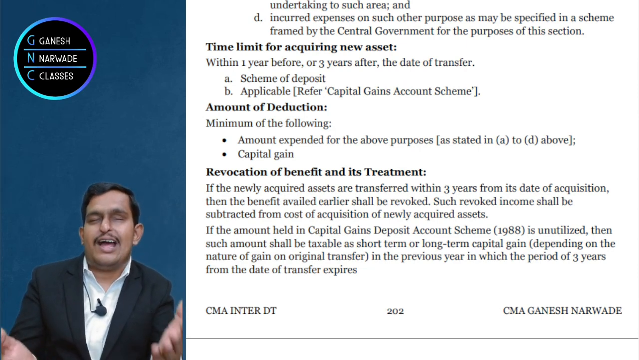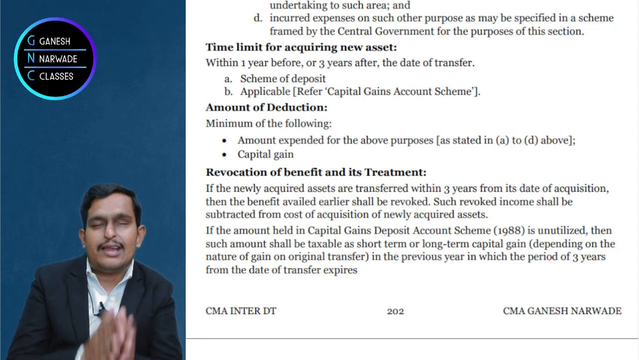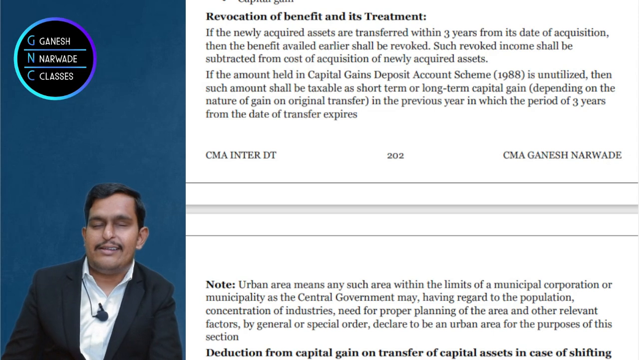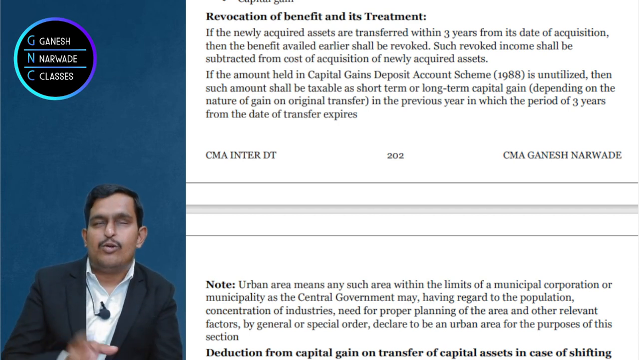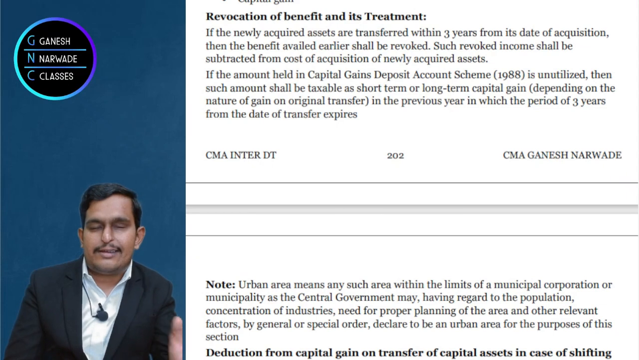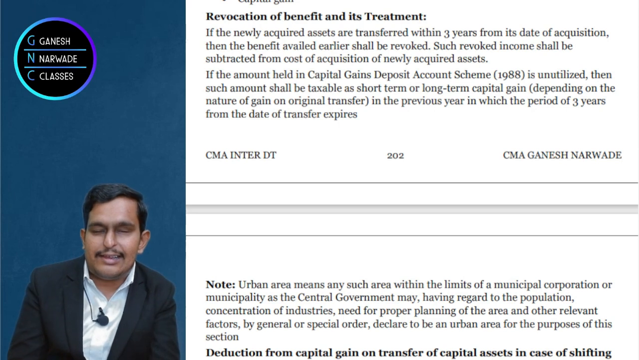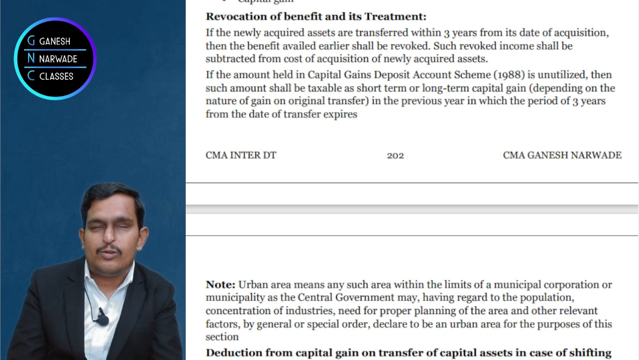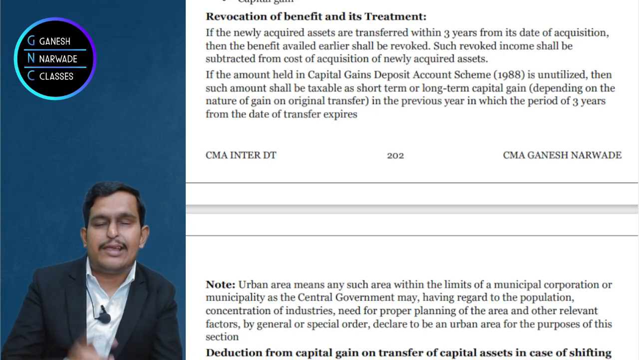And what is urban area? Very easy. A municipality is an urban area. Any other area notified as urban area by government is an urban area. With this, I feel you understood the entire concept. Again, I am recapping what I said. Here I am talking about deduction in respect of capital gains, right? In relation to the industrial undertaking shifted from urban area, Section 54G, applicable to all assessees.